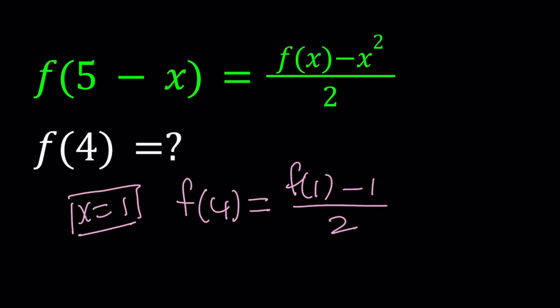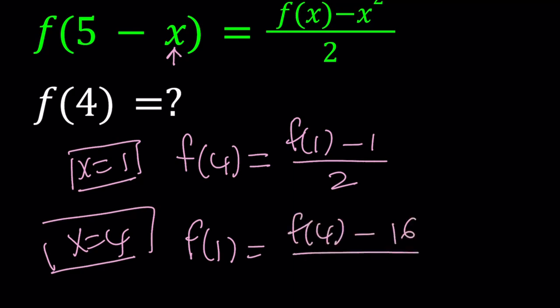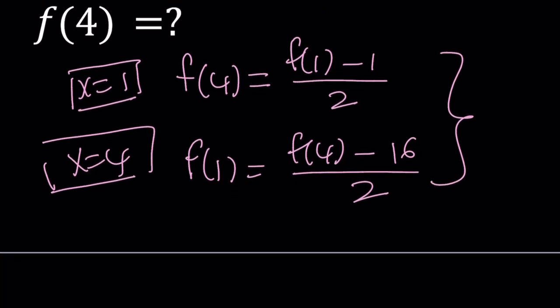So we kind of need to do something for that. How do I find an equation that contains f of 1? If you look at the original problem, it makes sense if you replace x with 4 now, right? Okay, great. So if we do that, we're going to get f of 1 equals f of 4 minus 4 squared, which is 16, divided by 2. So now I got two equations and two unknowns. That is a system. By solving that system, we're going to be able to find f of 4.